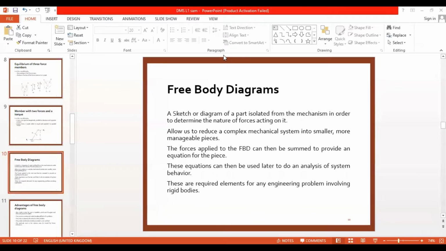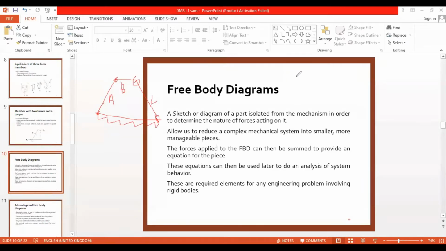Say I will show an example. If I have a 4-bar mechanism like this, this link is grounded. Here is a joint, here is a joint, here is a joint, and here is a joint. According to this definition, a diagram of a part isolated from the mechanism. If I ask whether this point or this link will be in equilibrium, I will label these as A, B, C.